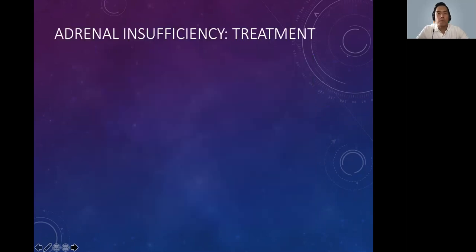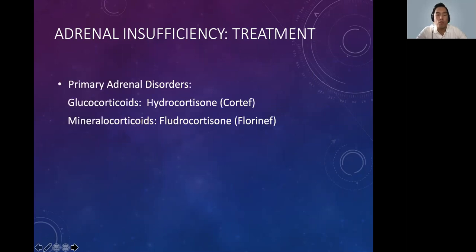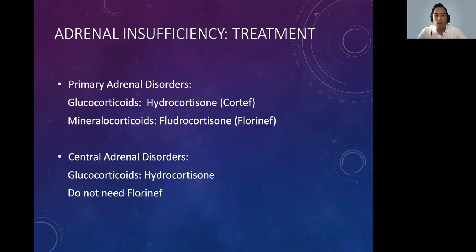So what are the treatments of adrenal insufficiency? We know which hormones are deficient, so we replace both hormones. In primary adrenal disorders, we have to give them a glucocorticoid, the synthetic one being hydrocortisone or Cortef, and a mineralocorticoid, the synthetic form being fludrocortisone or Florinef. So in primary adrenal disorders, the patient will require both Cortef and Florinef. However, in secondary adrenal insufficiency or central adrenal disorders, as I mentioned earlier, the renin-angiotensin-aldosterone system is intact, so the patient only requires hydrocortisone as a treatment.